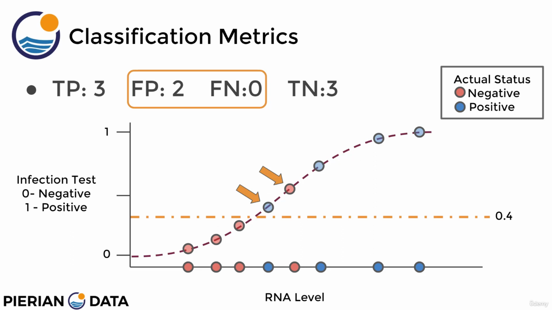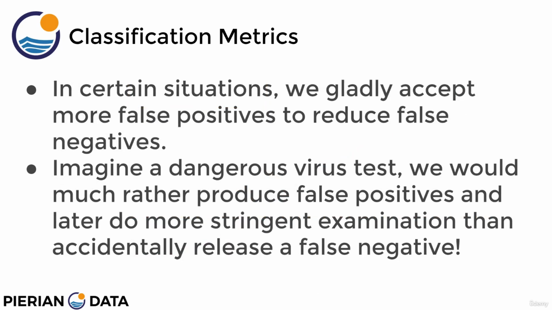Now you may be wondering, why even bother adjusting this cutoff point? Why not just have an equal number of false positives and false negatives? Why would we want to increase false positives in order to reduce false negatives? Well, in certain situations, we gladly accept more false positives to reduce those false negatives.